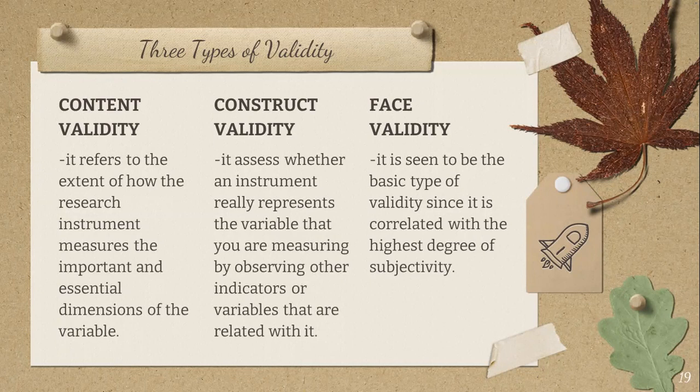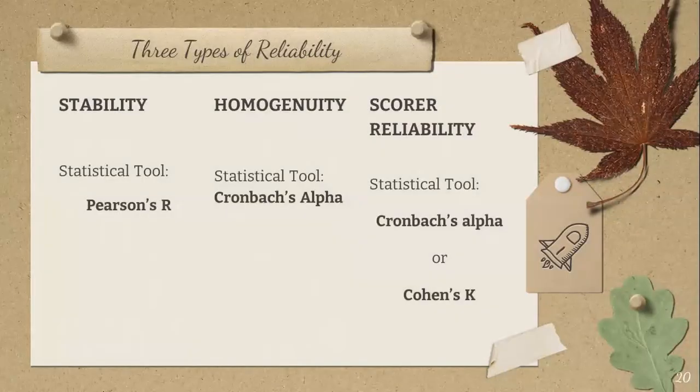Second one, we have the construct validity. It assesses whether an instrument really represents the variable that you are measuring by observing other indicators or variables that are related with it. And the third one, we have face validity. It is seen to be the basic type of validity since it is correlated with the highest degree of subjectivity. It is used to quickly eliminate poor quality research in the initial stage of the study.